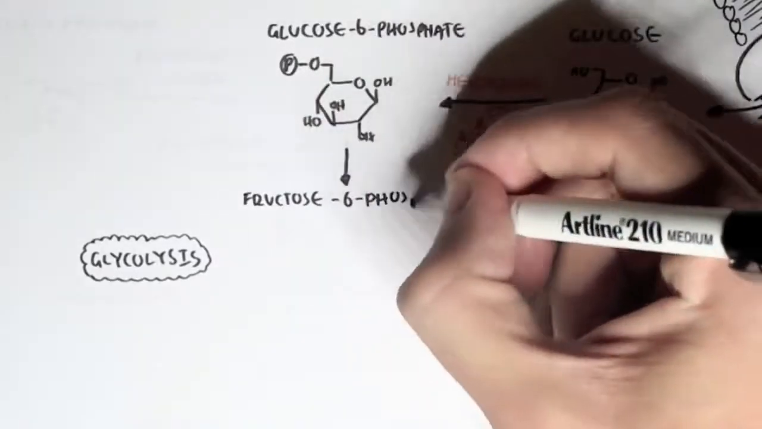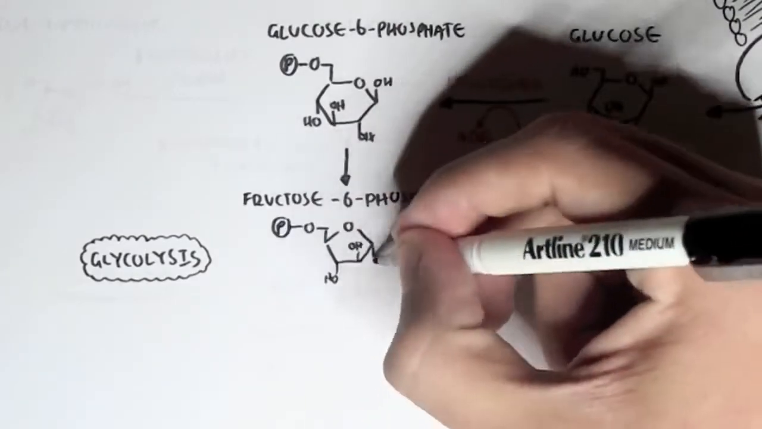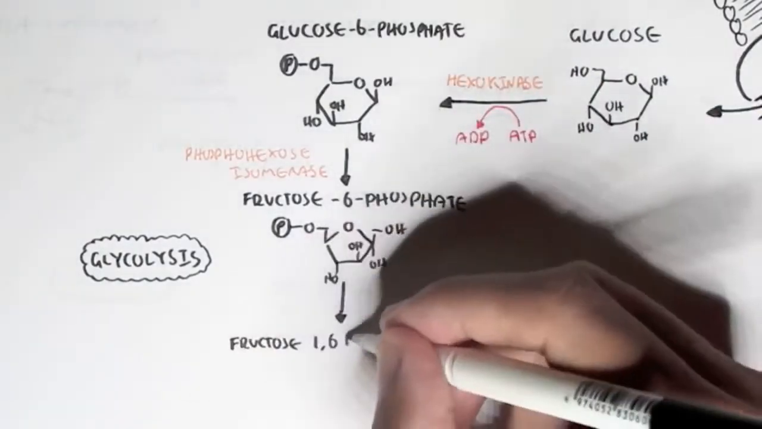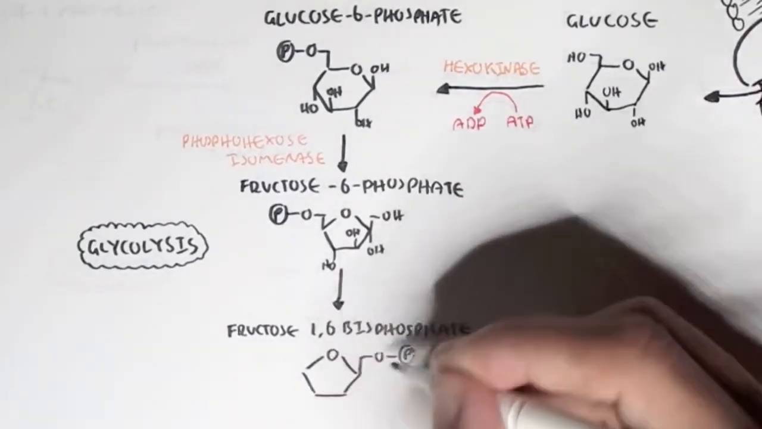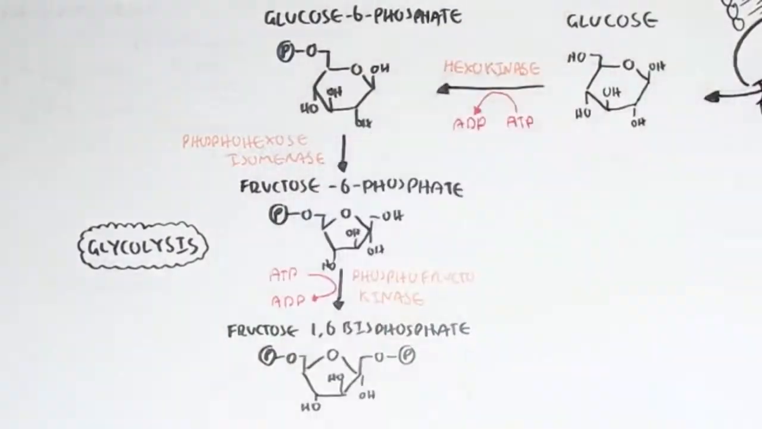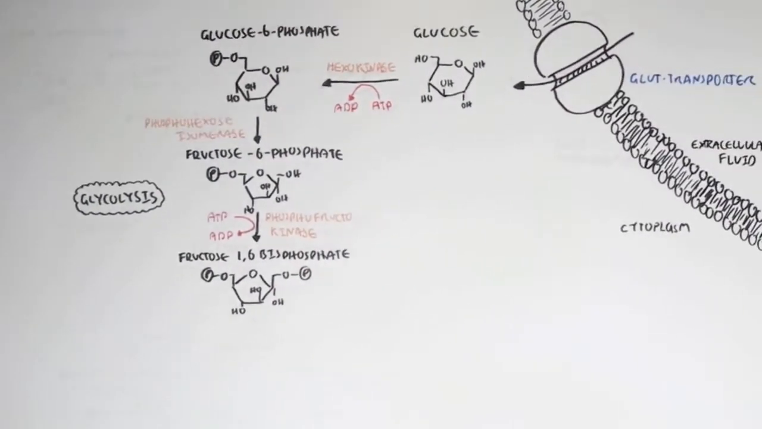Next, glucose 6-phosphate will convert to fructose 6-phosphate with an enzyme known as phosphohexose isomerase, because glucose 6-phosphate is an isomer of fructose 6-phosphate. The fructose 6-phosphate will then convert to fructose 1,6-bisphosphate with the enzyme phosphofructokinase, and it obtains another phosphate from ATP.